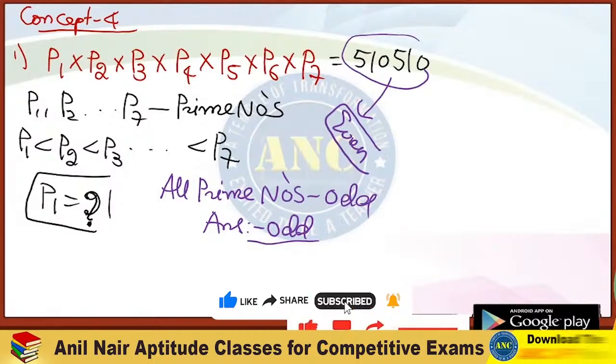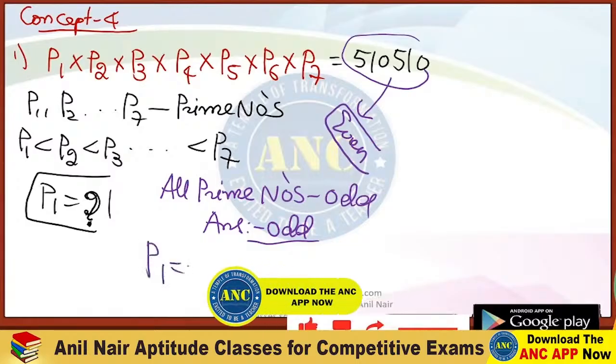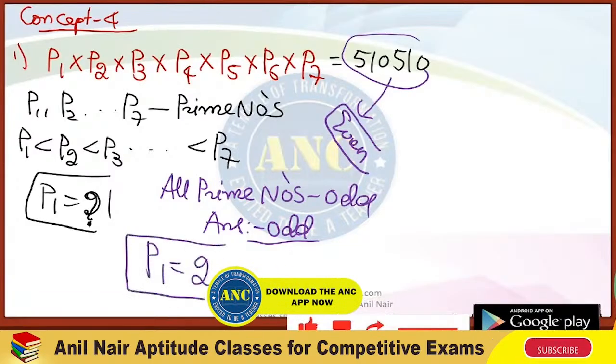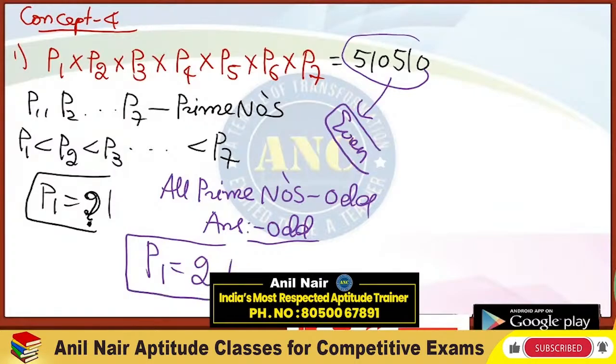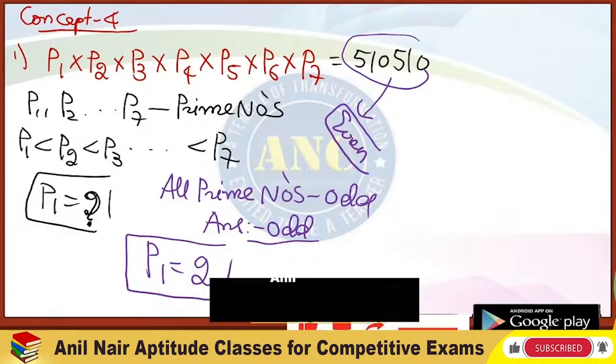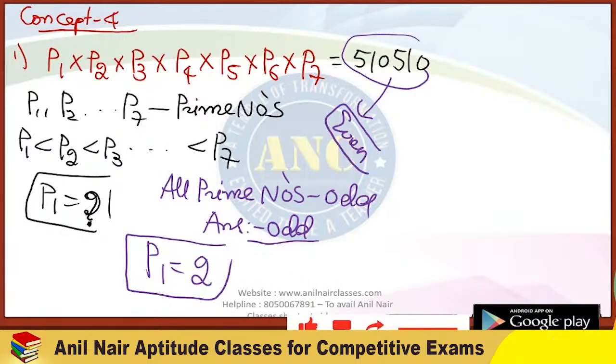All 7 cannot be odd numbers. One number has to be even. Only one number will be even in the set of prime numbers, so P1 is nothing but 2. All 7 cannot be odd, because the product would be odd. Only one has to be an even number, and in the prime number set the only even number possibility is 2.